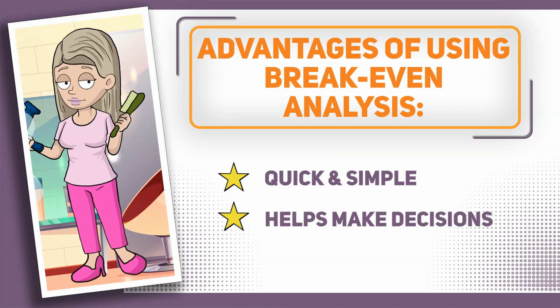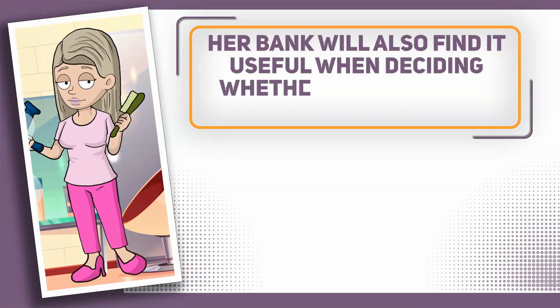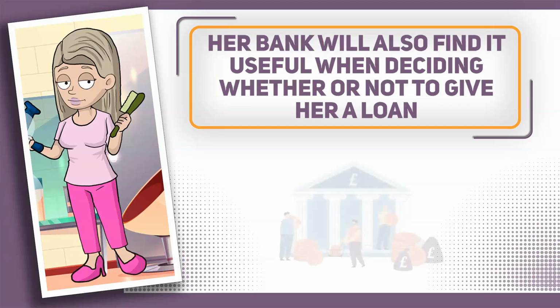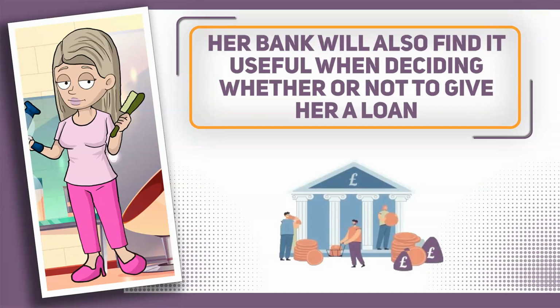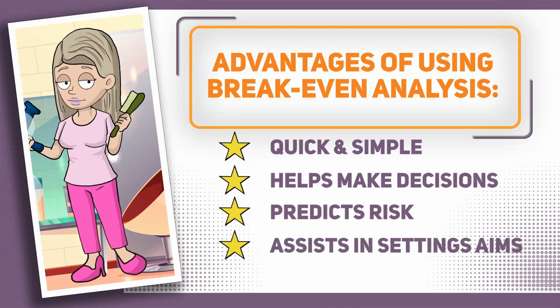Holly can see that based on her predictions, her business is likely to be profitable, and her bank will also find it useful when deciding whether or not to give her a loan. It's a way for Holly to predict the level of risk in her new business, as she can work out her margin of safety, and this should help Holly with setting aims and objectives. It shows her potential profitability, including how many units she needs to sell before she makes a profit.